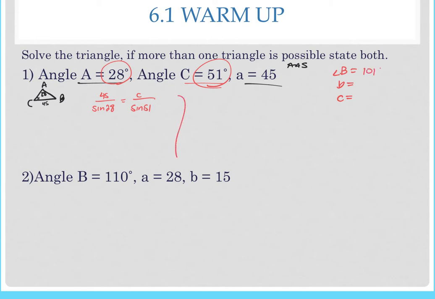So I'm going to solve for C using both A's, because that's what I was given, and I'm also going to solve for B using both A's, because I know that that is accurate, and I know it's correct. So this would be B over sine of 101. So then for both of them, we're going to cross multiply and divide. 45 times the sine of 51 equals C times the sine of 28.